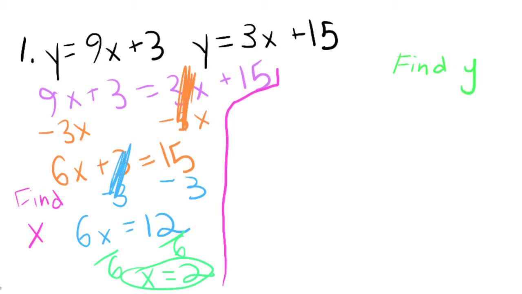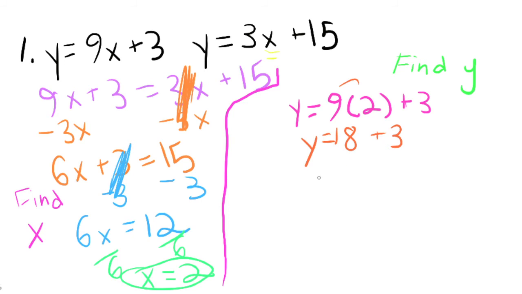Now, to find y, all you have to do is take this x and plug it into the equations here with these x's. So what I'm going to do first is I'm going to use this equation. So y equals 9 times 2 plus 3. Now to solve this, I know that 9 times 2 is 18, plus 3 is 21. So y equals 21.